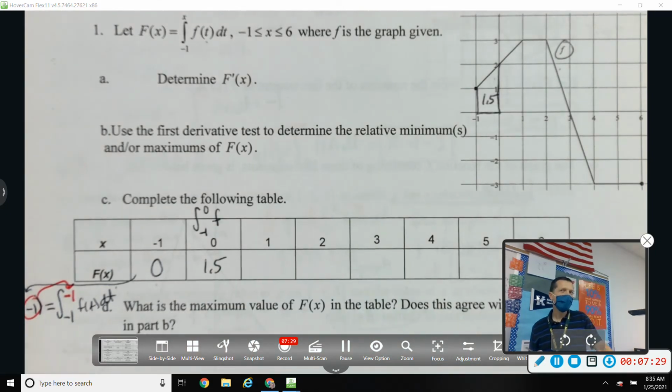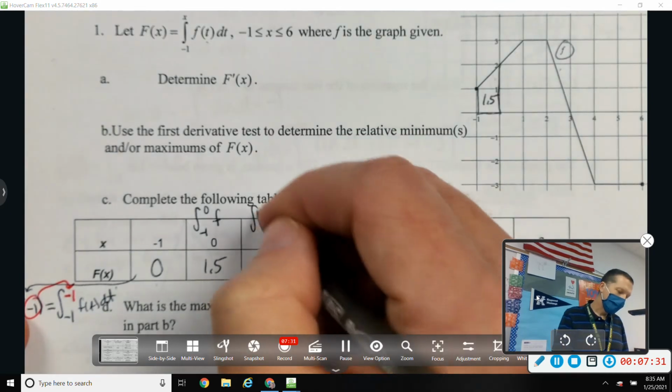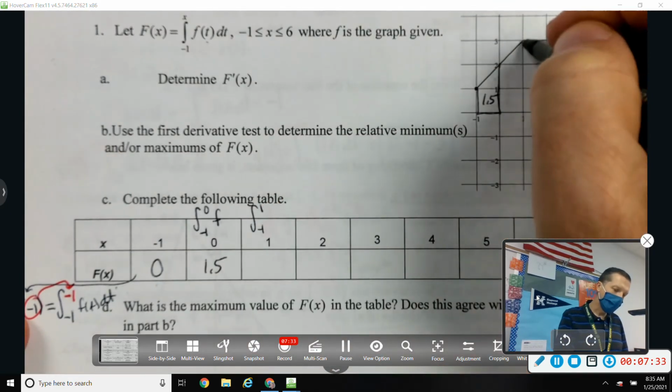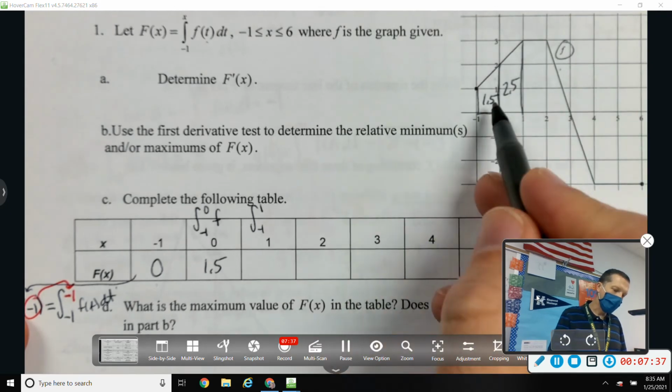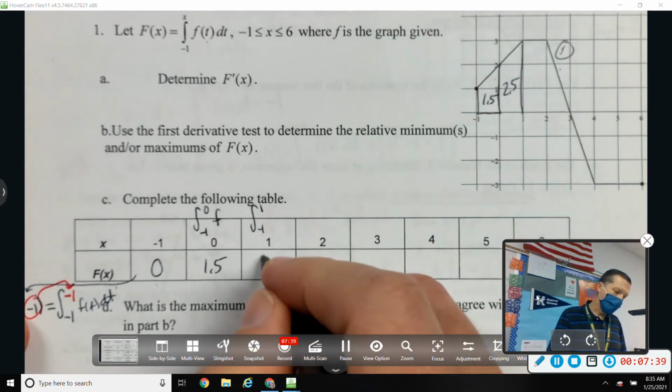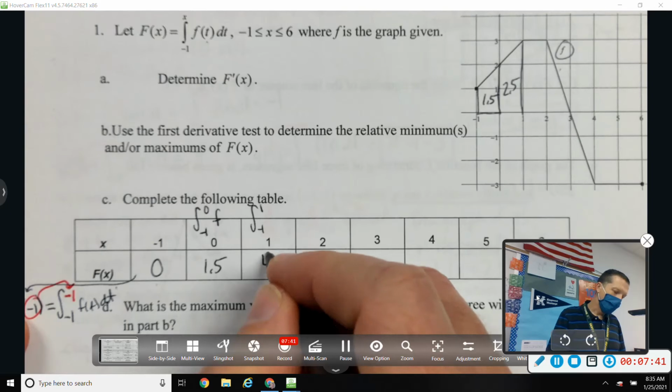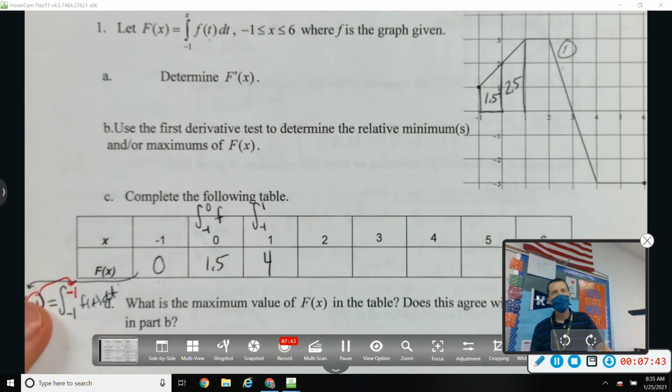Good? Keep going? Yes, I got it. Okay. -1 to 1 and so on. 2.5. So just make sure you add up 1.5 and 2.5 would be 4. And so on.